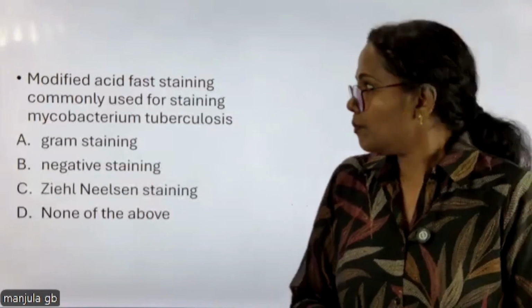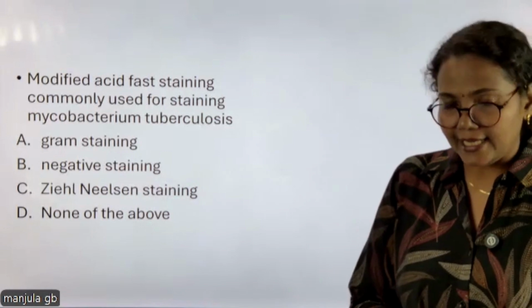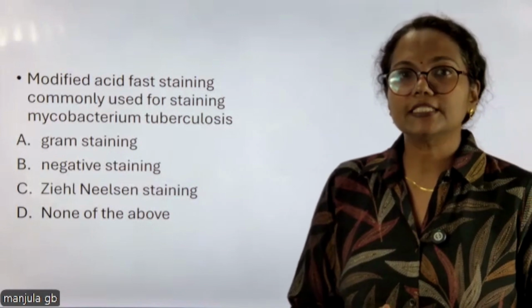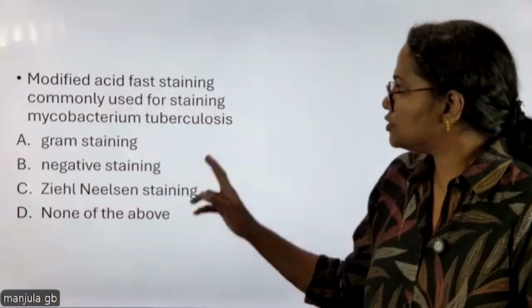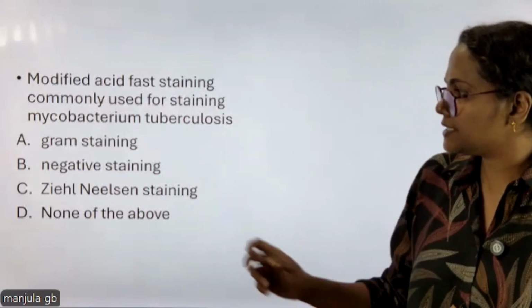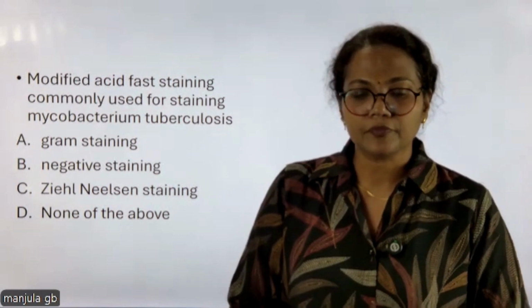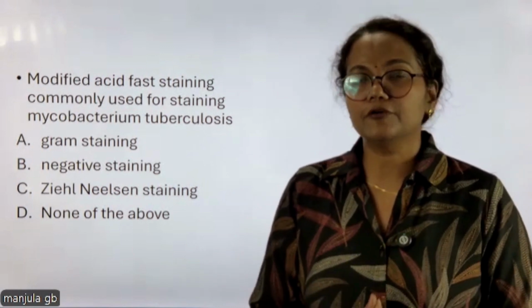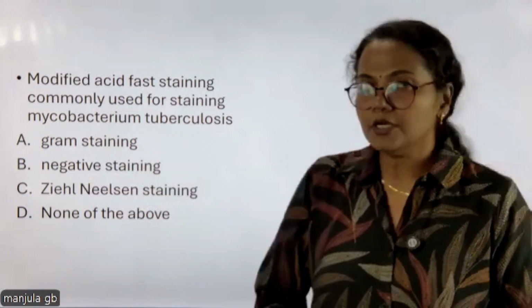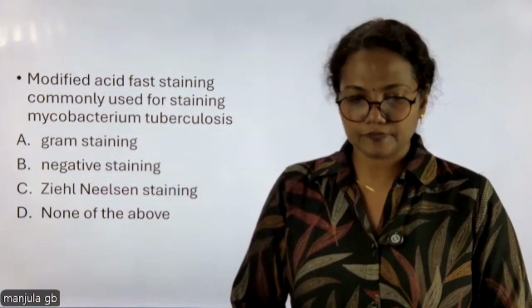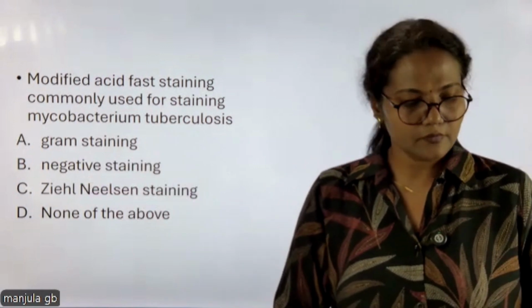Next question, modified acid fast staining commonly used for staining Mycobacterium tuberculosis. Gram stain, negative stain, Ziehl-Neelsen staining, none of the above. Can you tell me what is the answer? The staining technique that we use for Mycobacterium tuberculosis. Which is the one? The answer is C. Ziehl-Neelsen staining.